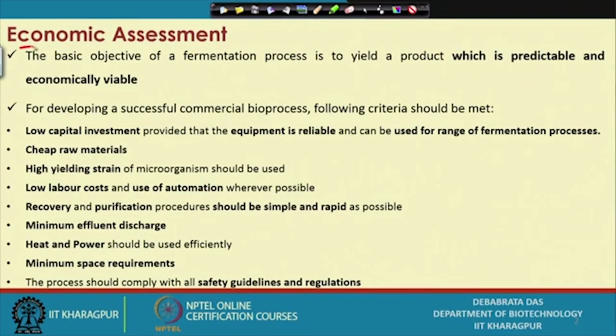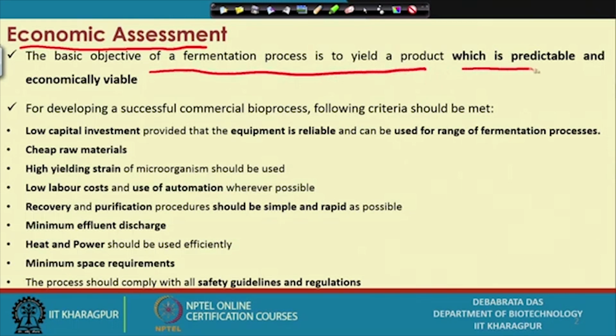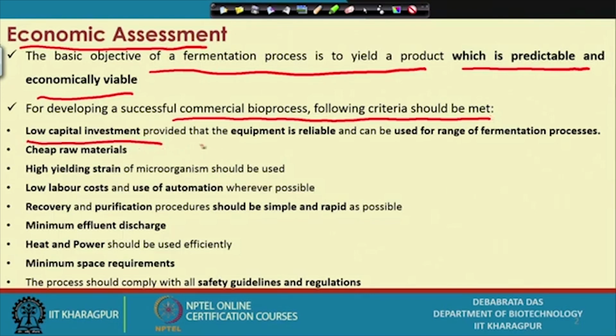The first thing that is important is what is called economic assessment. The basic objective of a fermentation process is to yield a product which is predictable and economically viable. So, this is very important, that our objective should be that it is economically viable. For developing such a successful commercial bioprocess, the following criteria should be met. First, low capital investment, provided that the equipment is reliable and can be used for a range of fermentation processes.